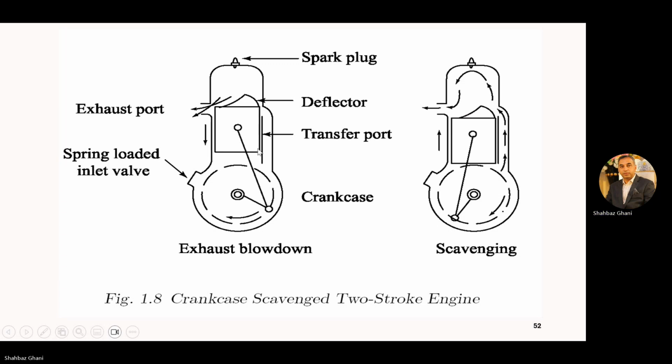So, spring-loaded inlet valve, the air-fuel mixture is coming in the crankcase, then it is going through the transfer port to here, which is a deflector. It deflects in this direction. Then you have a spark plug and the exhaust port. So this is how the cycle takes place: exhaust blowdown and this quenching process.